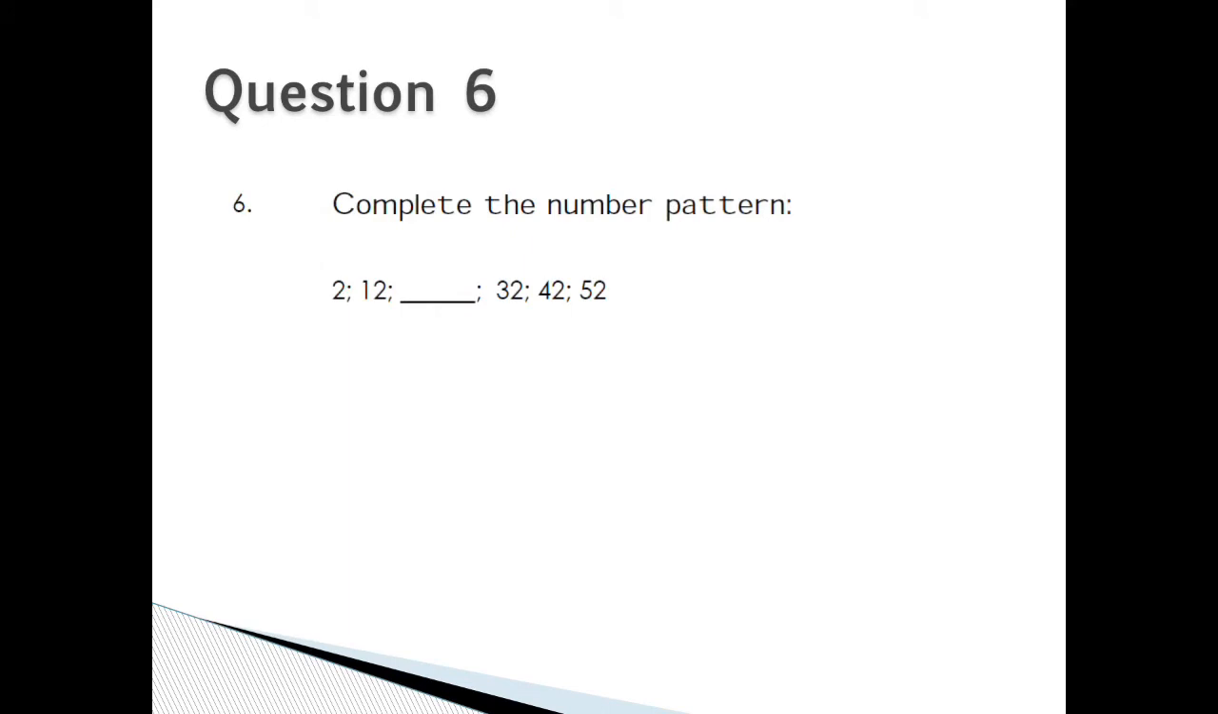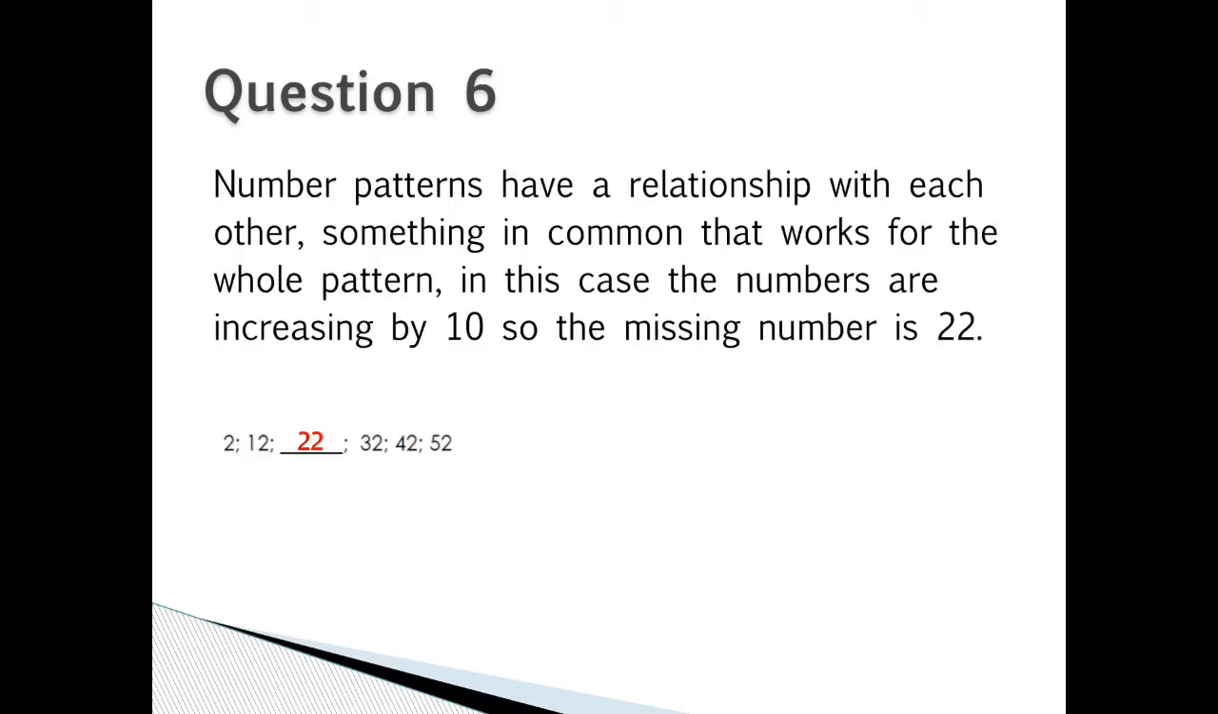Complete the number pattern. 2, 12, space, 32, 42, 52. Number patterns have a relationship with each other, something in common that works for the whole pattern. In this case, the numbers are increasing by 10, so the missing number is 22. The full pattern is 2, 12, 22, 32, 42, and 52.